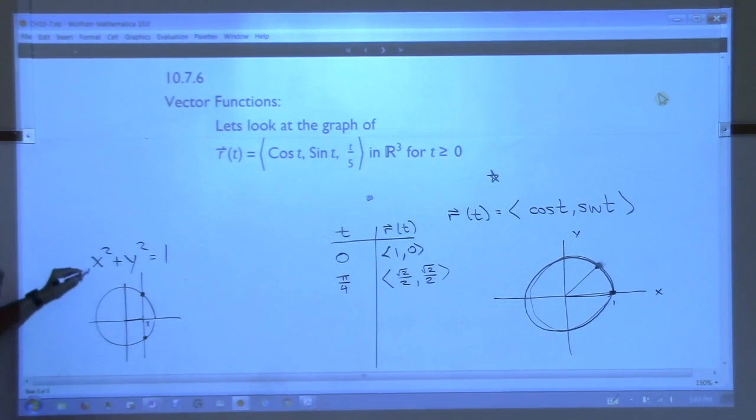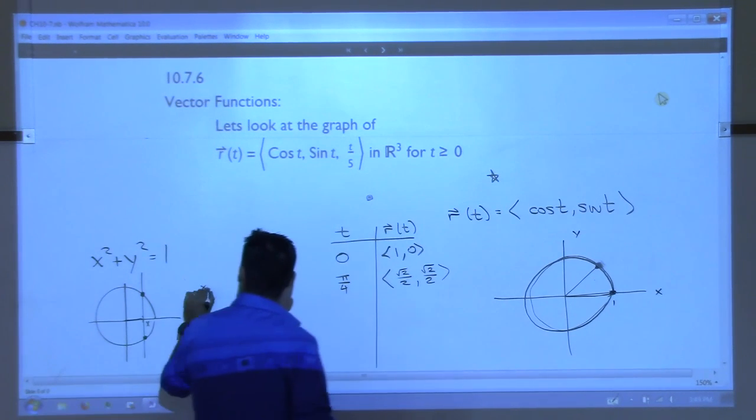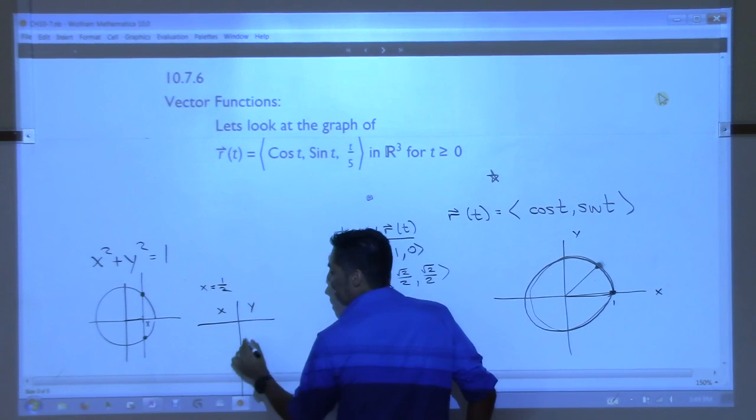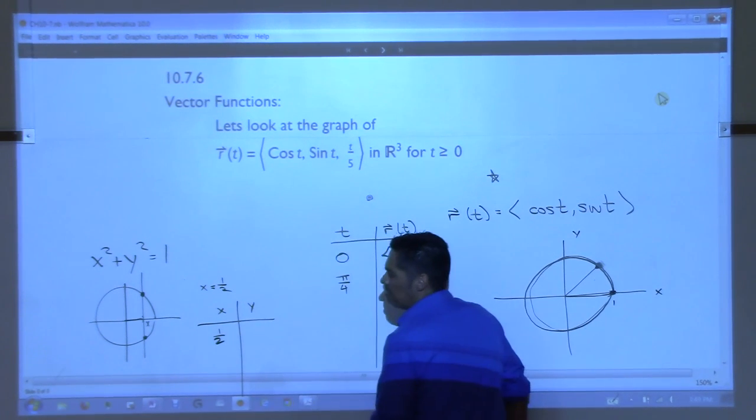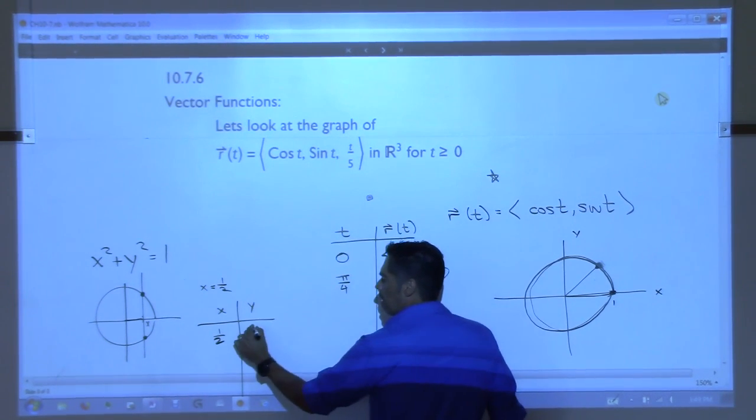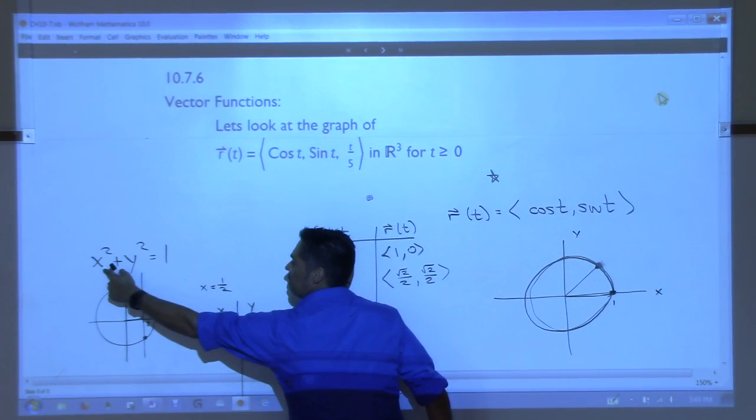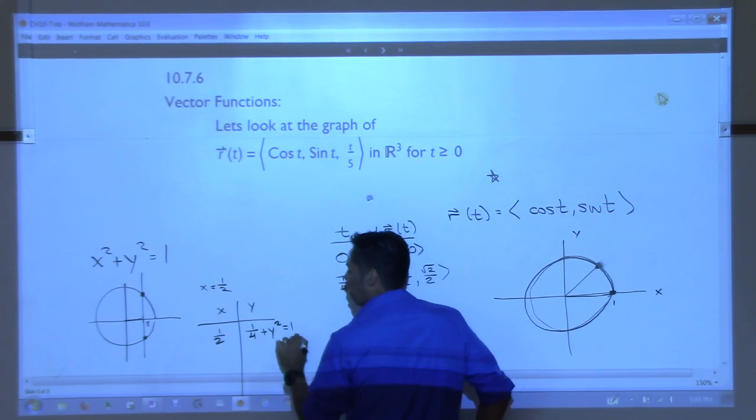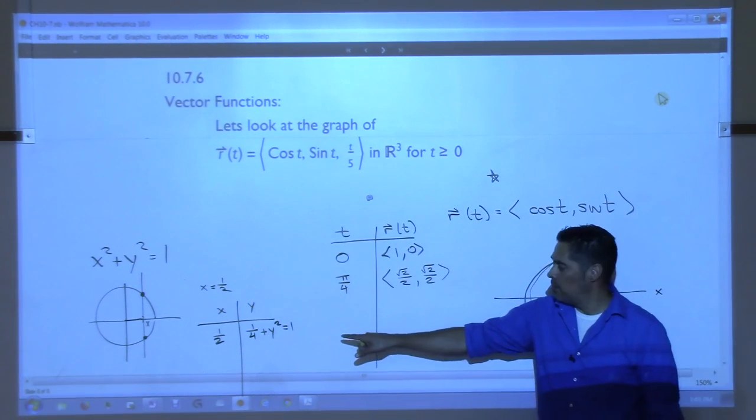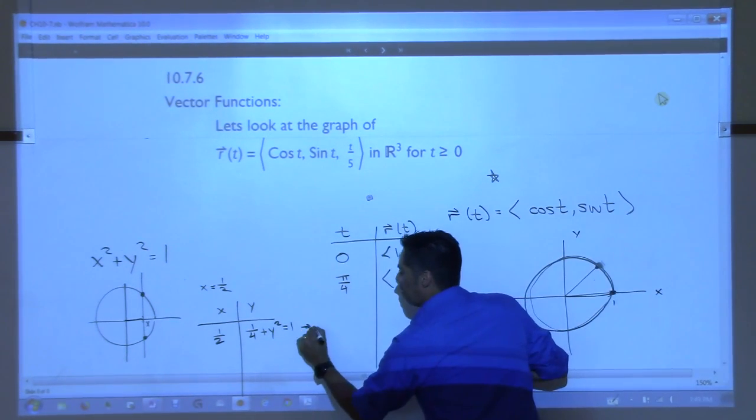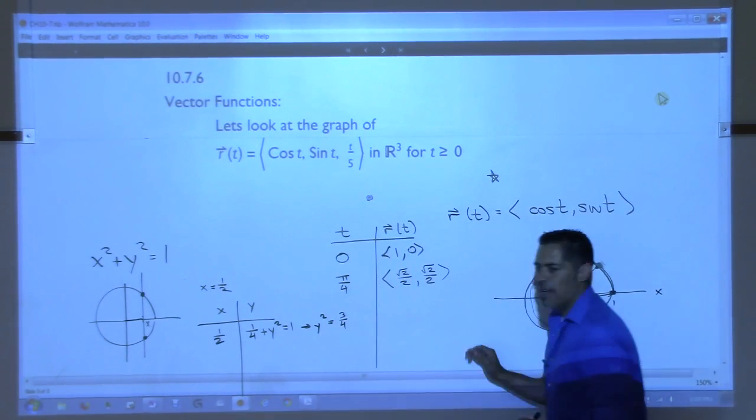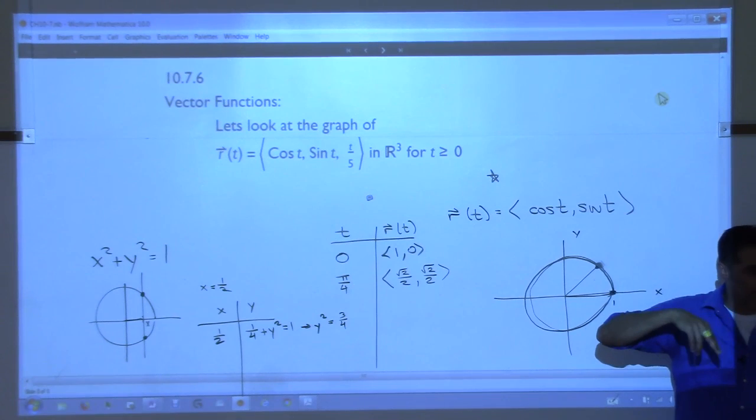For example, if I plug in x is 1/2. So if we look at a t table, here's x, here's y. If I plug in 1/2, what is my y value going to be? Well, let's see. We plug in 1/2. 1/2 squared is a fourth, plus y squared must equal 1. Let's solve that for y, right? So that would be y squared equals 3/4. And then to get y, you would have to do plus or minus when you take the square root.